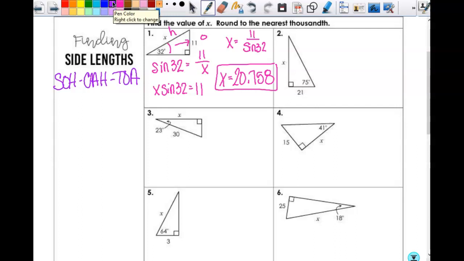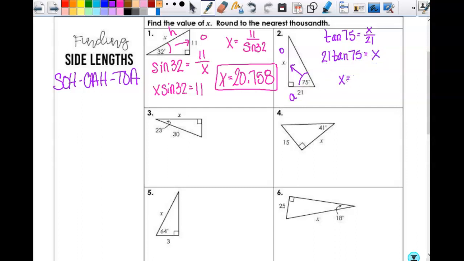All right. So number 2, here's the angle. So this is the opposite. This is the adjacent. So which trig ratio is that? Tangent. So I'm going to take the tangent of 75. That's equal to the opposite, which is x, over the adjacent, which is 21. Then do I multiply both sides by x like I did on the other one? No. I multiply by 21, so I get 21 times the tangent of 75, and that's equal to x.